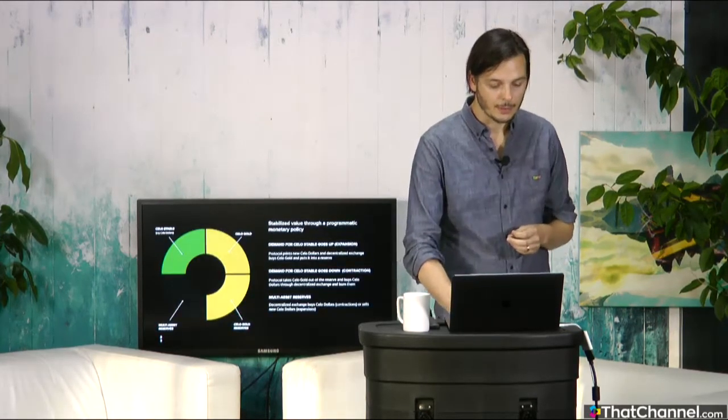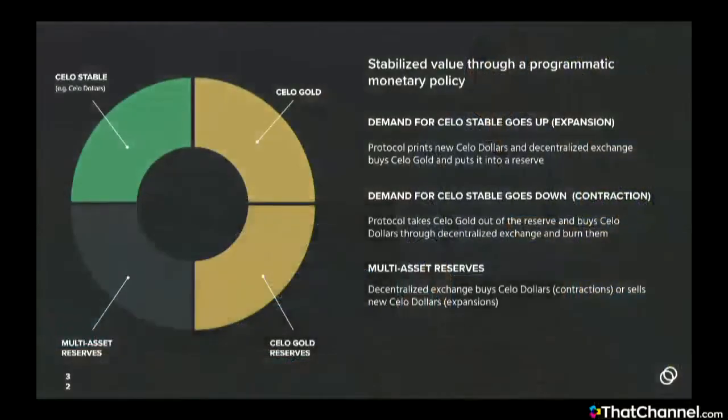And the protocol works like the following. If demand for Celo dollars goes up, then in order to keep the price stable, we need to print more Celo dollars. And so the protocol first obtains the price through an oracle, and if the price is higher than $1, then it will try to create new Celo dollars.